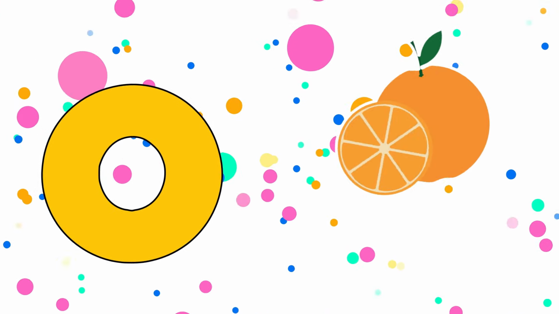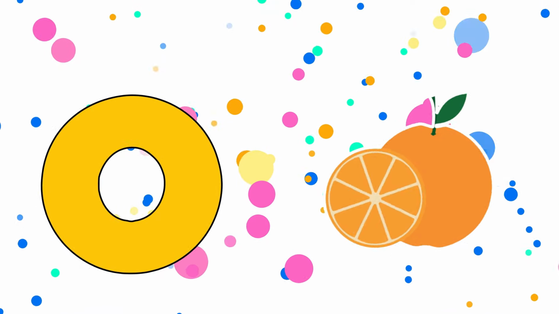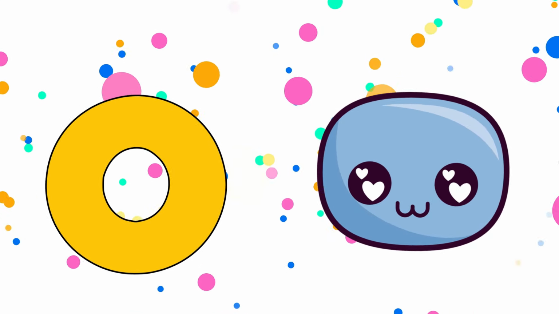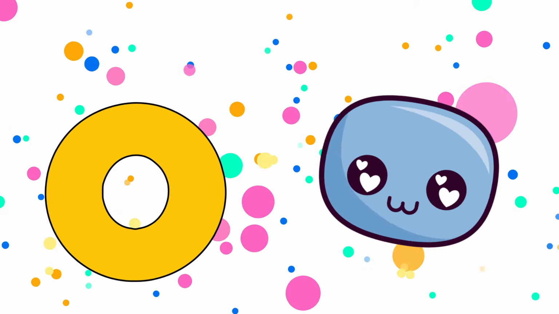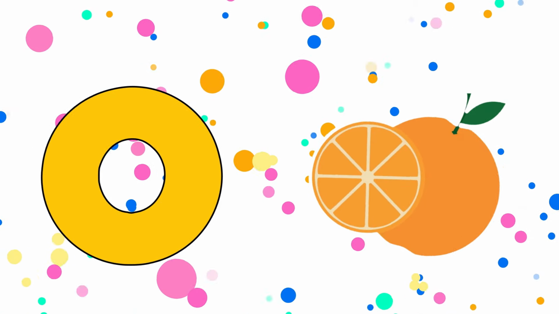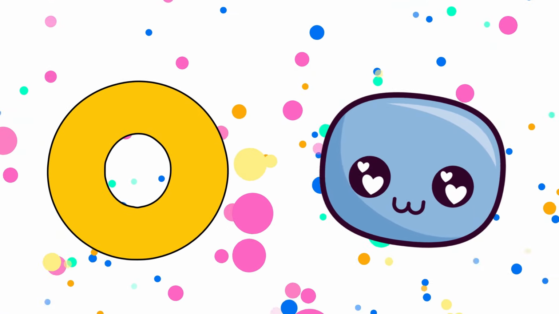O is for orange. O, o, orange. O is for oval. O, o, oval. O is for o, o, o, o, orange. O is for o, o, o, o, oval.